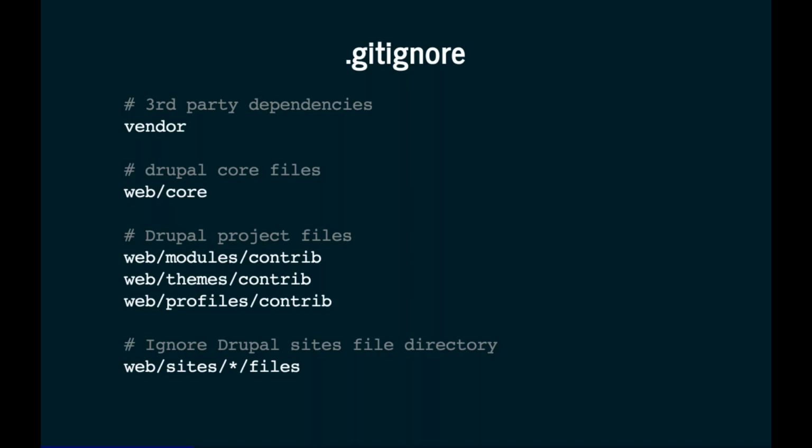You can also see the project is ignoring web core, and it's also ignoring web modules contrib, themes contrib, and profiles contrib. It means any contrib module, theme, or profile that we get by using Composer will be stored in those directories and will be ignored by the repo. Composer will help us manage all those downloads for us. And we're also ignoring sites files, and you can modify this file based on your needs and make any changes that you see fit for your project.